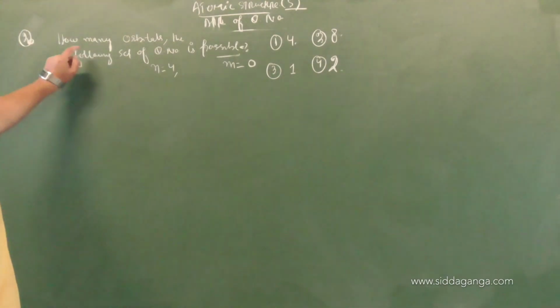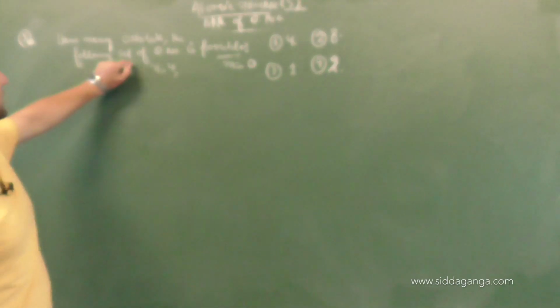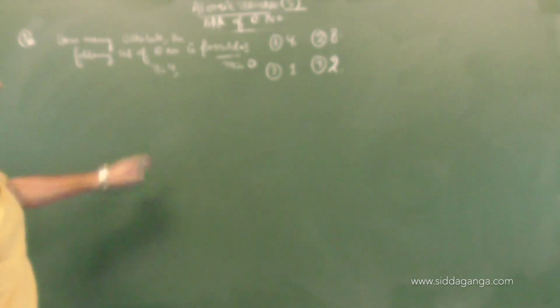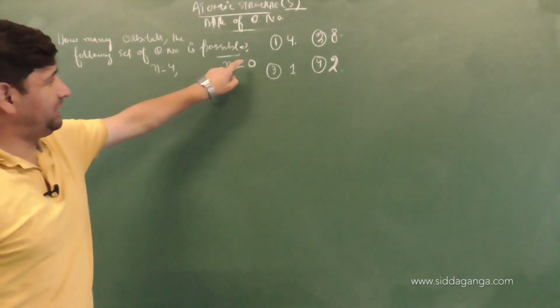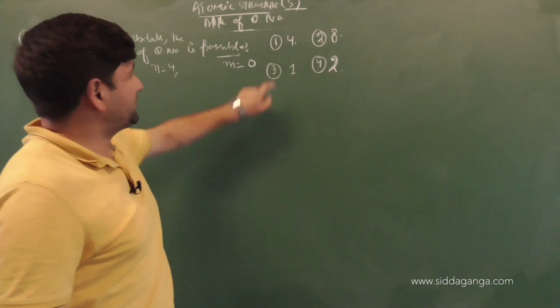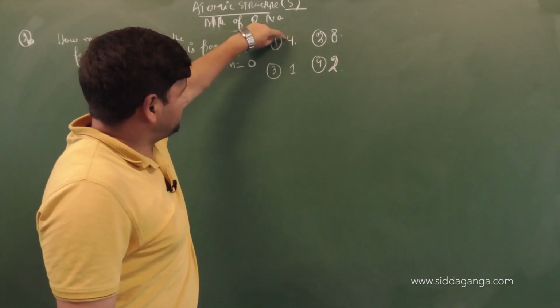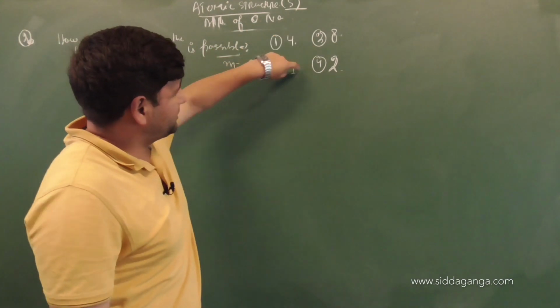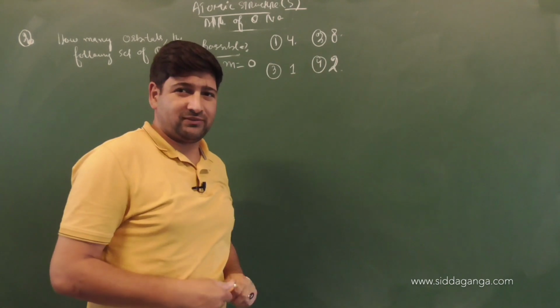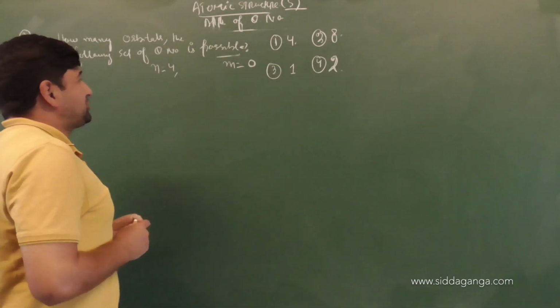The question is, for how many orbitals is the following set of quantum numbers possible? N equals 4, M equals 0. So our options are, option 1 is 4, option 2 is 8, option 3 is 1 and option 4 is 2. Clear? Now let us solve this question.